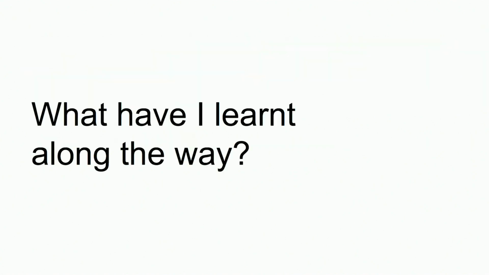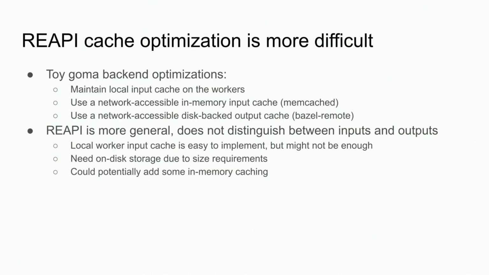So what have I learned along the way? Well, first of all, I learned that cache optimization is really difficult. In the Goma build, there's this inherent separation between input files and output files. And since we're only dealing with compiler jobs with Goma, this is fine. The output of a compiler is never used as the input for a compiler if you're discounting linking. On the other hand, RE API is more general, and maybe that's more extensible in the future, but it's not something I can use at the moment.